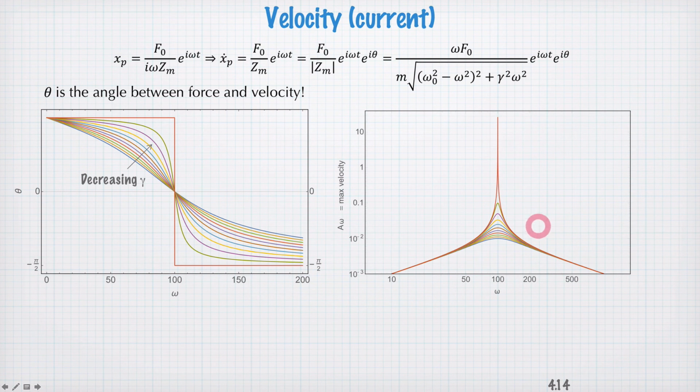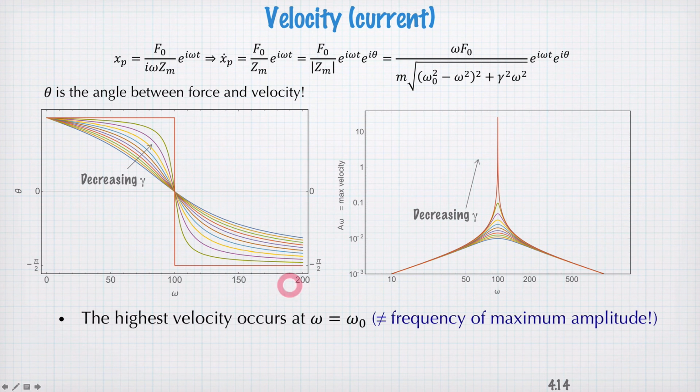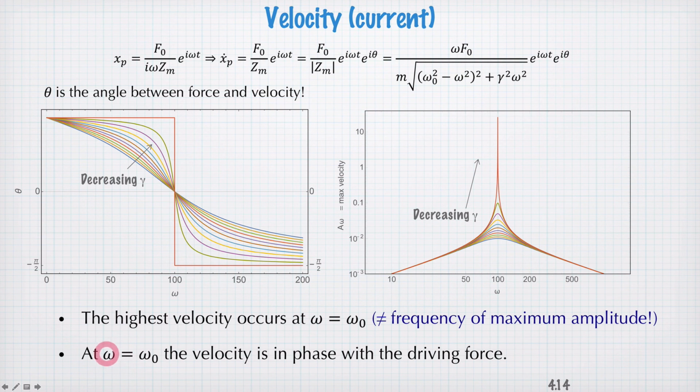The amplitude, similar sort of story. Decreasing gamma gives a higher response in the velocity or current, and the highest velocity occurs at omega equal to omega naught. So it's different to the frequency that gives you the maximum amplitude, which is quite curious. And at omega equal to omega naught, the velocity is in phase with the driving frequency.